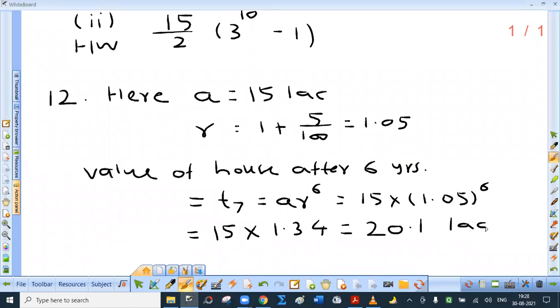I think 13th is also similar. In that case, you are asked to find how long it takes. No, we'll solve this in the next lecture. So that's it for today.